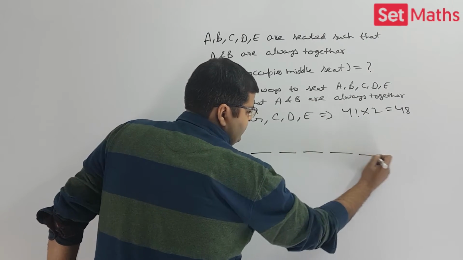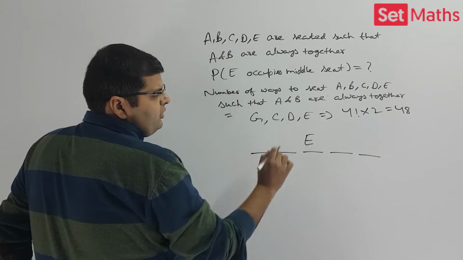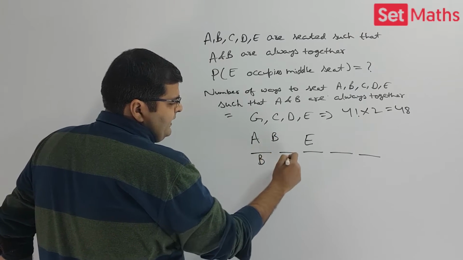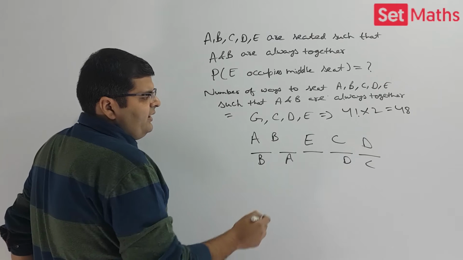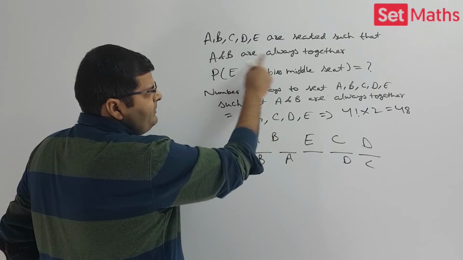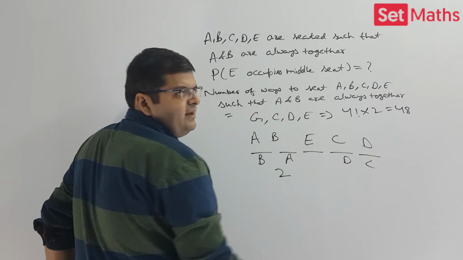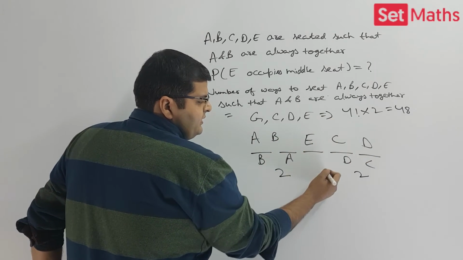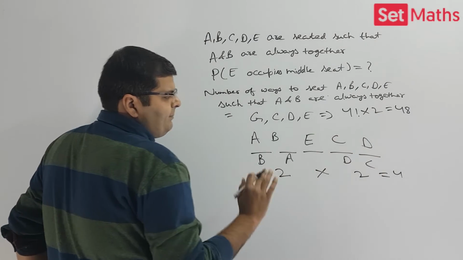Now if you look at it, we have these 5 seats. If E is in the middle, then A and B can come here, A and B. It can also be B and A. Here I can have C and D. It can also be D and C. So over here there are 2 possibilities to arrange A and B. Why have I written A, B? Because A and B are always together. So there are 2 ways A and B can arrange. Over here similarly there are 2 ways C and D can arrange. So the number of ways they can arrange is 2 into 2, which is 4. So there are 4 ways this can happen.